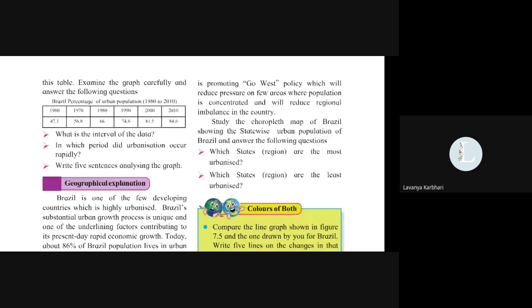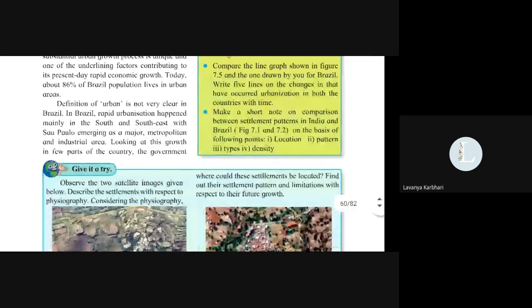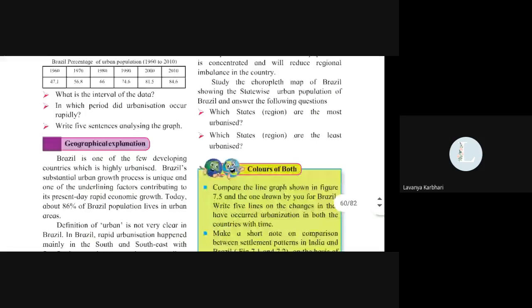Study the choropleth map of Brazil showing the state-wise urban population of Brazil and answer the following questions. Okay, which states are the most urbanized? Which states are the least urbanized? Very simple questions. From the graph, you can easily find this. So you can find that choropleth graph, and from that, this is the exercise for you people.